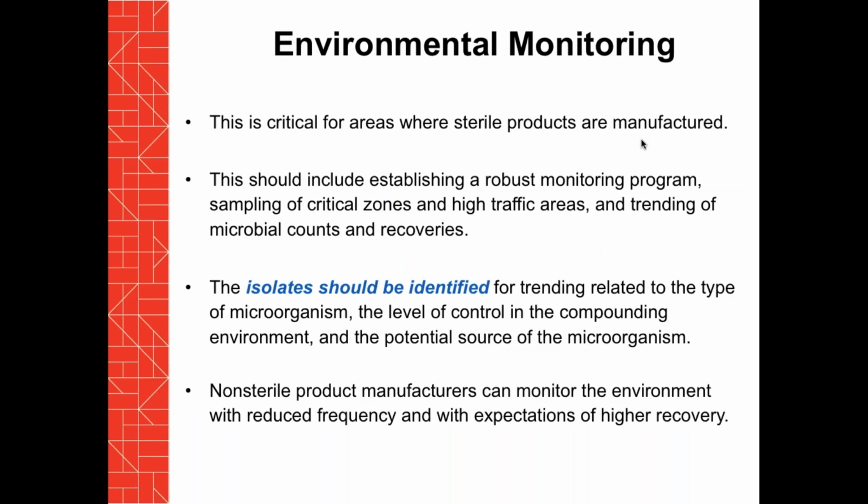These areas are critical where the sterile products are manufactured or compounded. This should include establishing a robust monitoring program, sampling of critical zones and high traffic areas, and even trending of microbial counts and recovery. If something was important or an intentional, purposeful part of the chapter, we placed it in blue or italicized it. The isolate should be identified for trending related to the type of microorganism, the level of control in the compounding environment, and the potential source of the microorganism. And remember, non-sterile product manufacturing can monitor the environment with reduced frequency and with expectations of higher recovery.